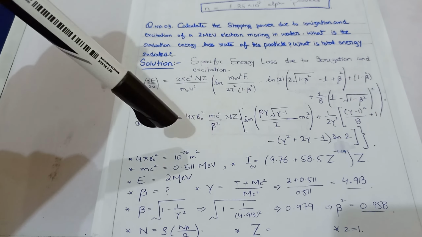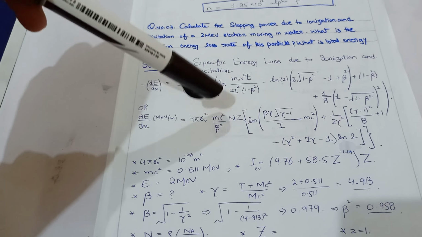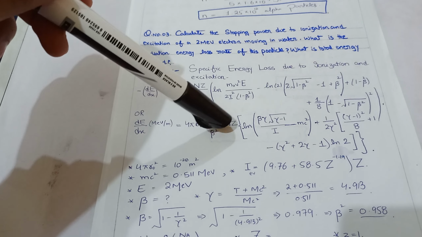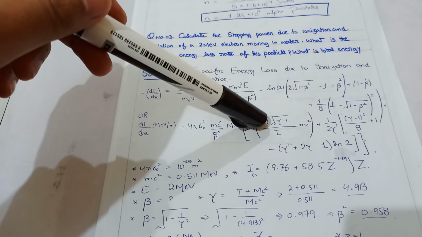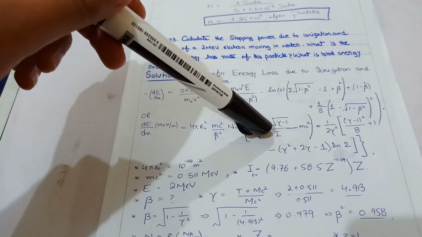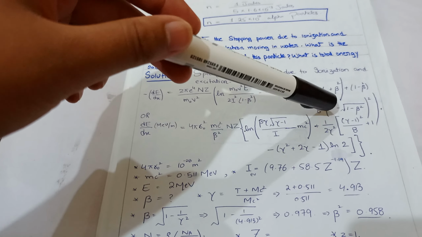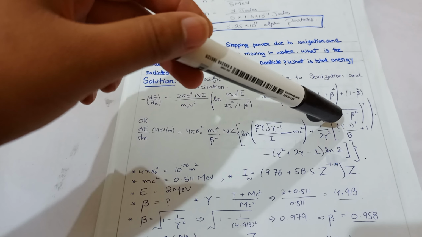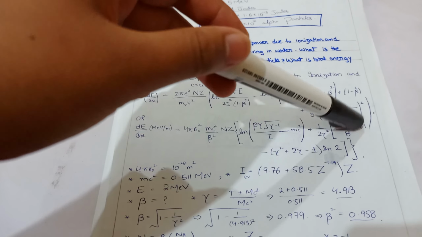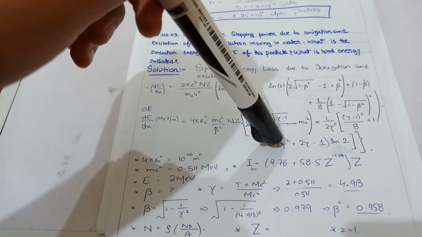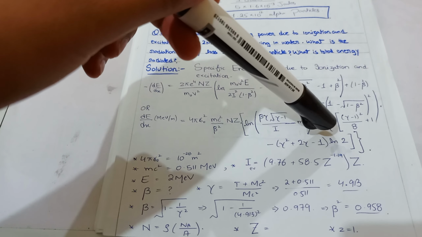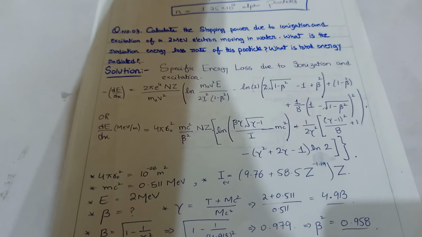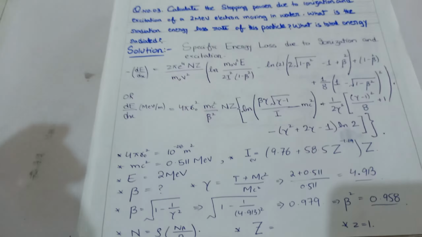This is basically equal to 4π r0² m0c² divided by β² times N z, times [ln of (β γ √(γ−1)) divided by I/(m0c²), plus 1/(2γ²) times ((γ−1)²/8 + 1 − (γ² + 2γ − 1) ln 2)]. This is a very large formula. You don't have to remember this formula, it must be given in your papers.